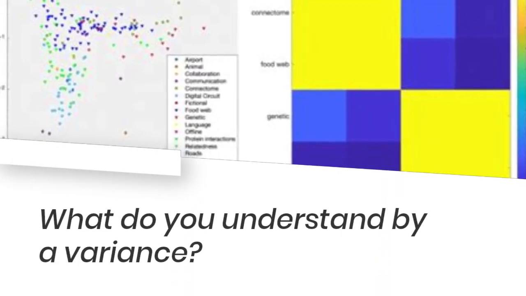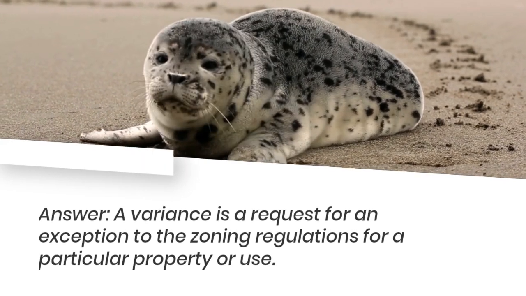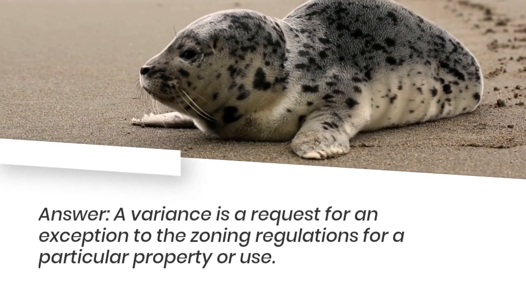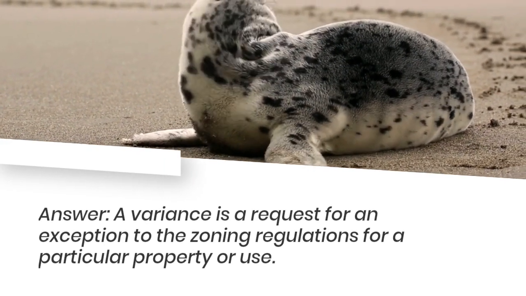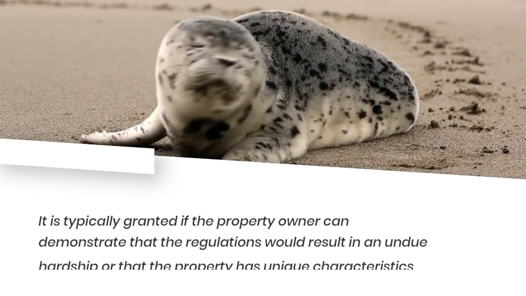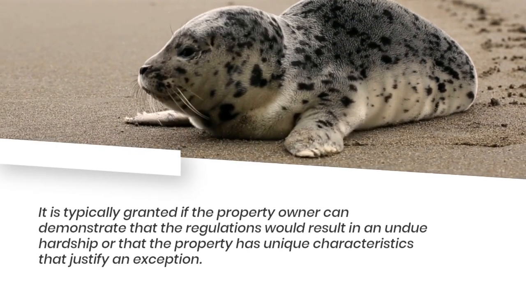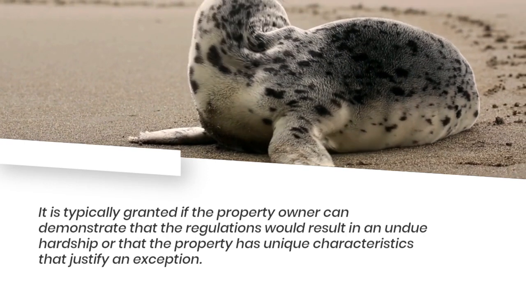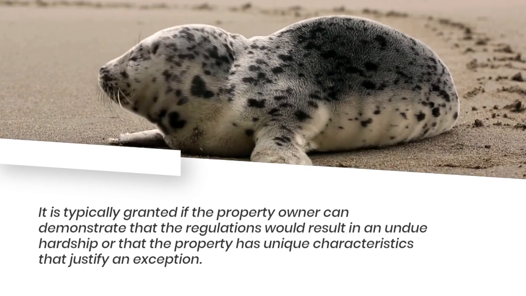What do you understand by a variance? Answer: a variance is a request for an exception to the zoning regulations for a particular property or use. It is typically granted if the property owner can demonstrate that the regulations would result in an undue hardship or that the property has unique characteristics that justify an exception.